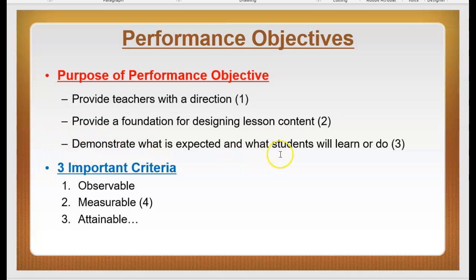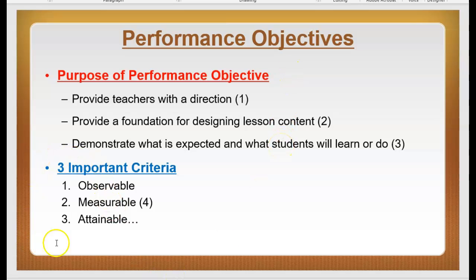And then third, you want to demonstrate to the students what's expected of them for this unit and what students will learn or do. That really, your performance objective explains to the students what they're going to do in class today. In an elementary PE class, the first question students ask when they come in the door is, what are we going to do today? In most school districts now, they want that performance objective written on some kind of whiteboard or blackboard or really detailed in your lesson plan.